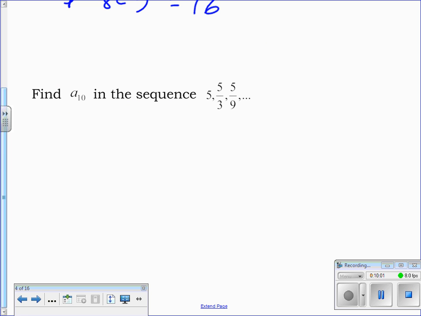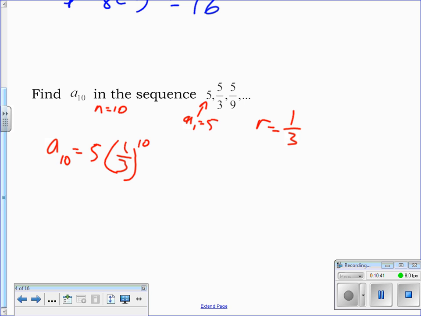Do this again on the next one. Once again, n equals 10. A sub 1 is 5. What's my r? How do I get from 5 to 5/3, from 5/3 to 5/9? But I can't do it by division by 3. I need to make it multiplication by 1/3. Remember, it's always multiplication. Your r is always what you're multiplying by. Okay. So I have a sub 10 is equal to 5 times 1/3 to the 10 minus 1 power.